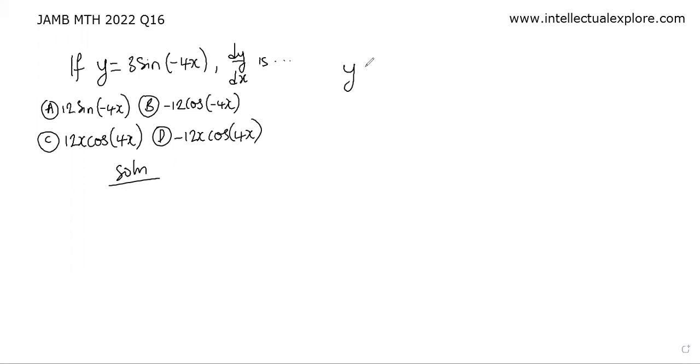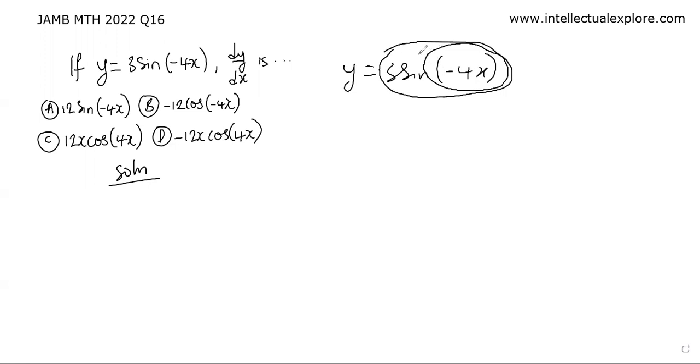Let me explain better. y equals 3 sine minus 4x. So this is one function on its own, and inside here is another function. Minus 4x is another function. So you see there are two functions in one function. That's why I call it function of a function.